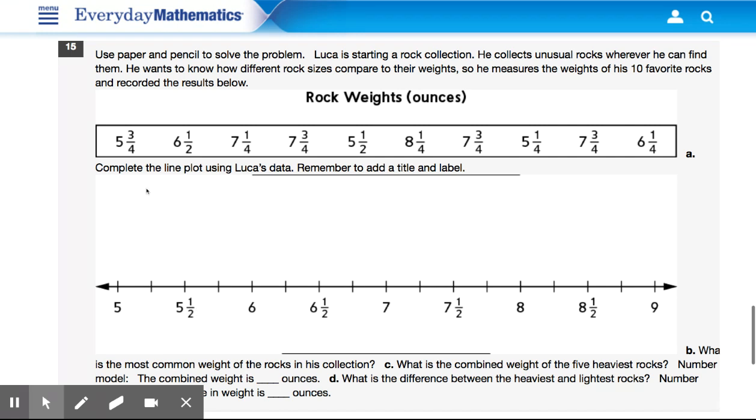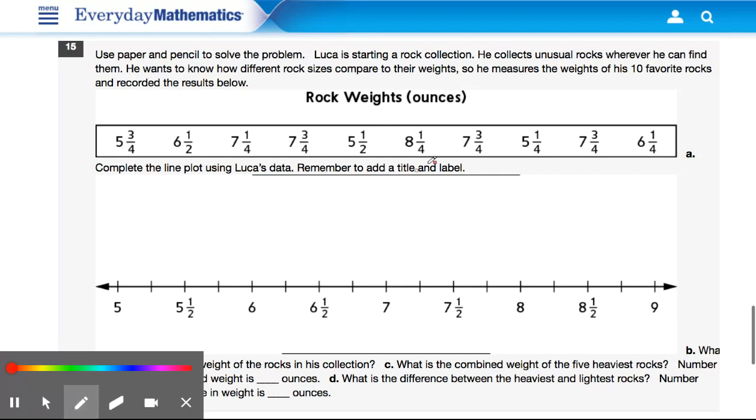It says complete the line plot using Luca's data. Remember to add a title and label. So if I were writing a title, I would just, over here, put Luca's rock collection. And then if I were labeling it, I would put rock weights in ounces down here. And then I'm going to graph this information.